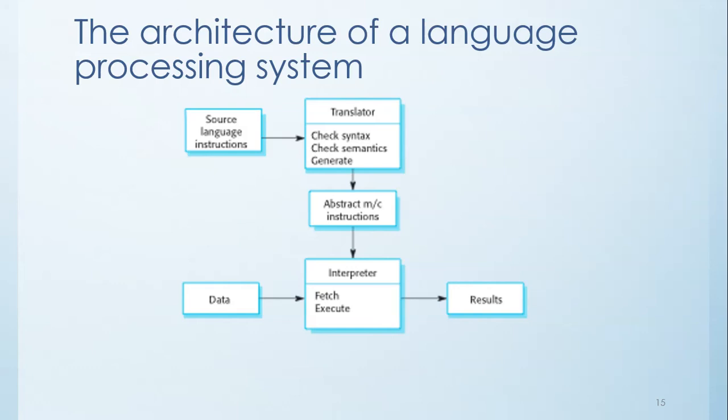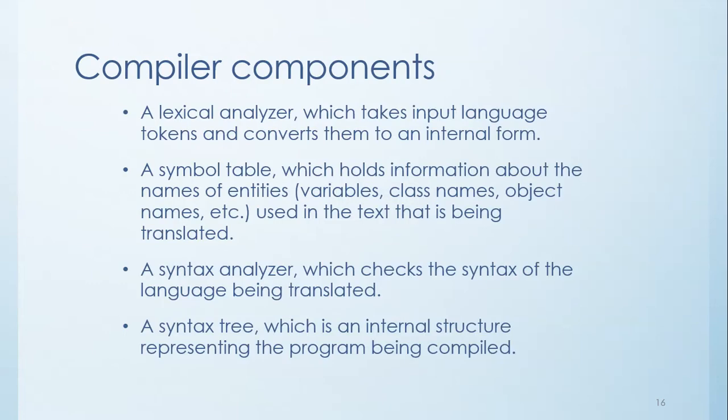So here's an example using a box and line diagram. You have the source language instruction that's going to come in. You're first going to have a translator type application where we check the syntax, check the semantics, and then generate. Then you get the abstract instructions coming out of that. Then you feed that into an interpreter, which is going to fetch and execute data and then come up with some set of results. So you can think about this as being, say, MATLAB if you want.